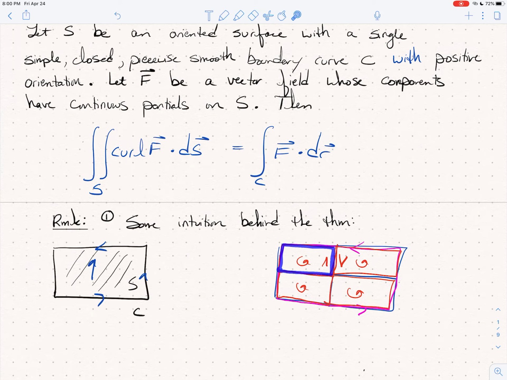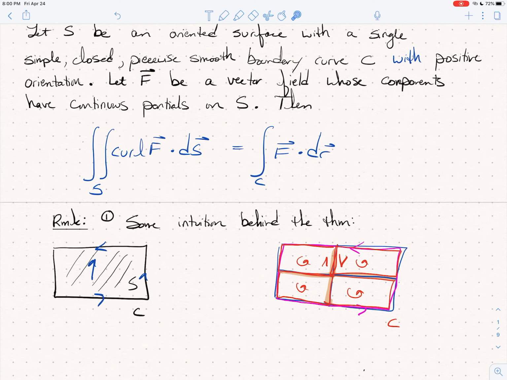Watch again. So this one, as I go around, I'm going this way. And the other one, as I go around, I'm going the opposite way. And those cancel. And so what happens is, on every one of the inside pieces, they all fall out. They all cancel, and you're just left with the outer boundary curve C. That's fine and dandy. Where does the curl come from?